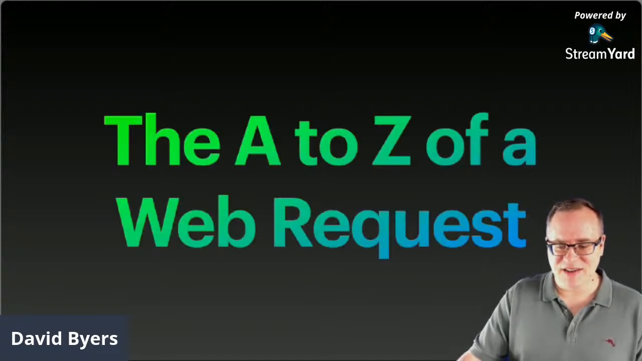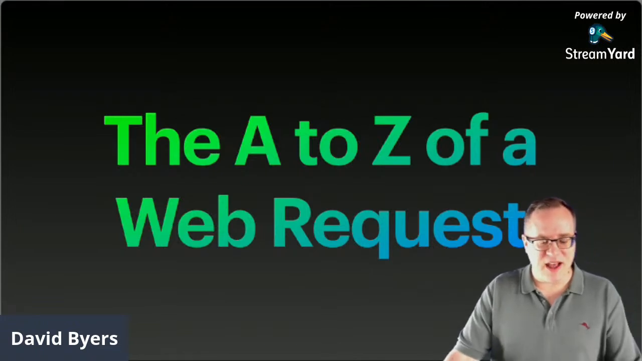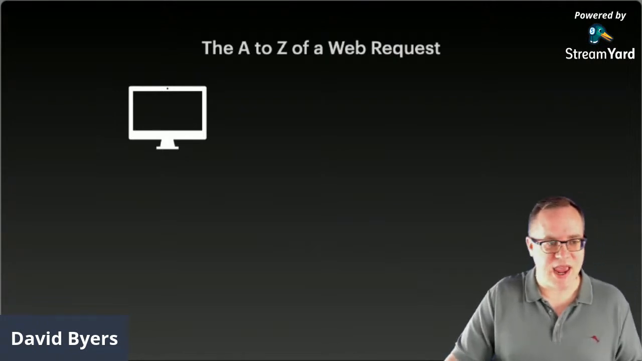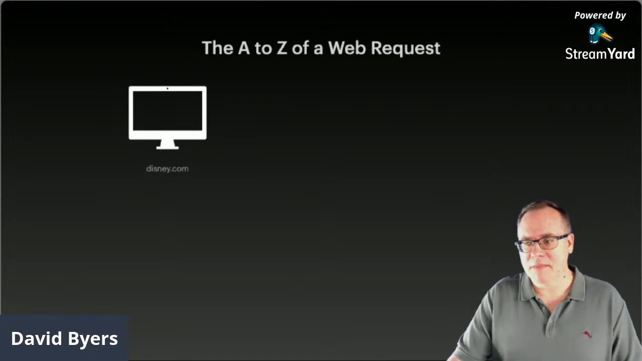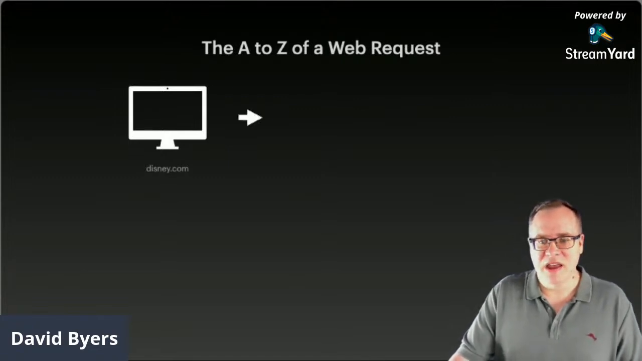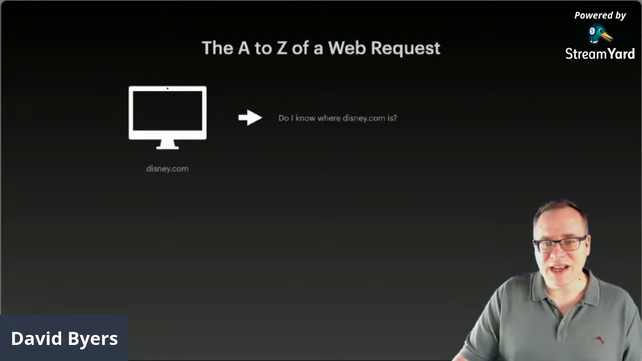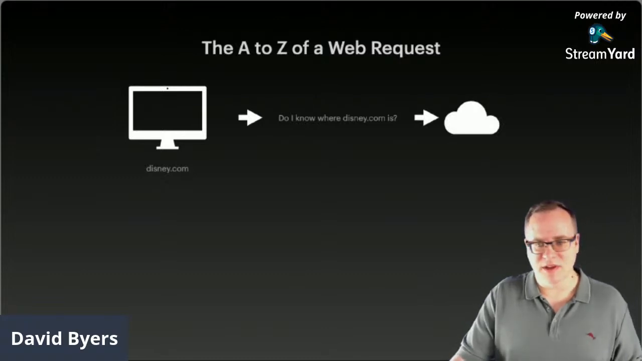And that's the A to Z of a web request. I didn't even know how the web worked at the time. See, a lot happens on your computer from the moment that you say, bring up Disney.com. Let's bring it back around to family friendly. The first thing that your computer has to do is ask, do I even know where Disney.com is? And if it doesn't, it has to go out to the internet and get a response from what's called a DNS server.